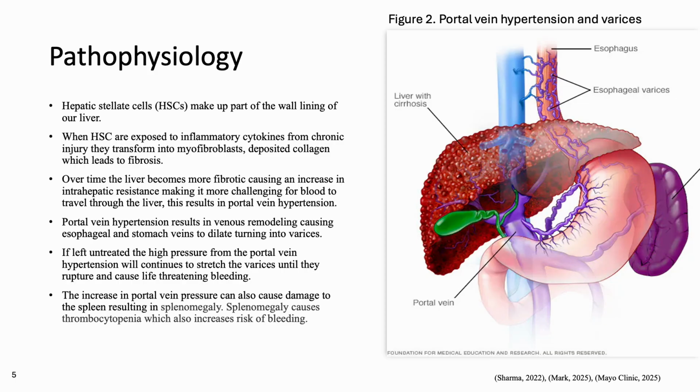Portal vein hypertension results in venous remodeling, causing esophageal and stomach veins to dilate, turning into varices. If left untreated, the high pressure from the portal vein hypertension will continue to stretch the varices until they rupture and cause life-threatening bleeding. The increase in portal vein pressure can also cause damage to the spleen, which results in splenomegaly, and splenomegaly causes thrombocytopenia, which can increase the risk of bleeding. In Figure 2, it depicts the portal vein hypertension enlarging and remodeling the vessels, causing the varices and the splenomegaly.